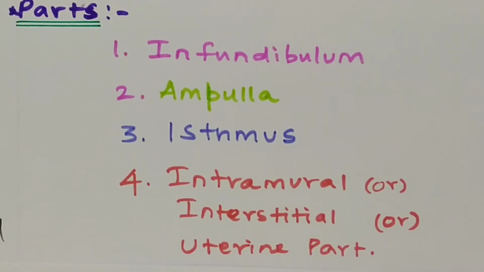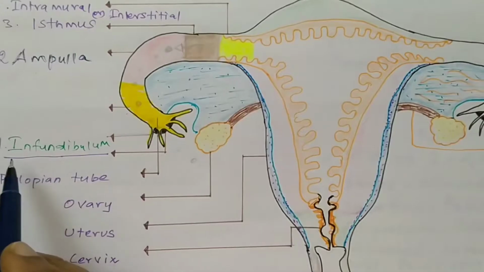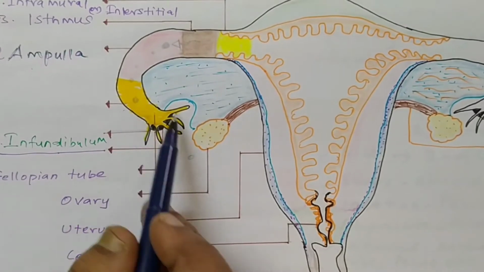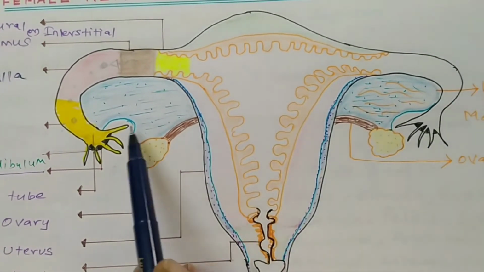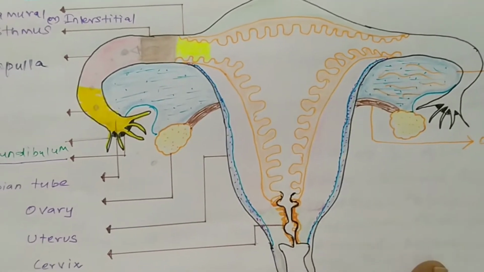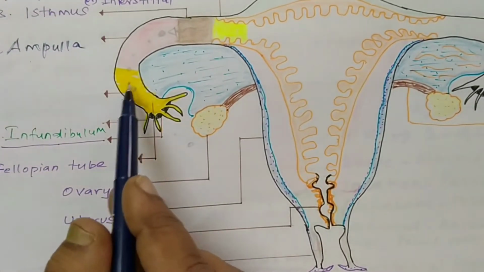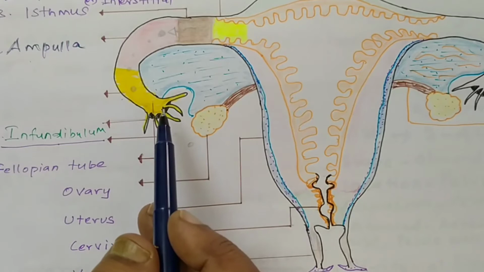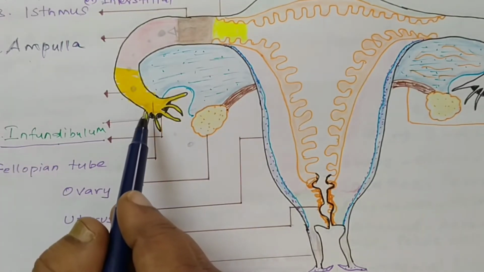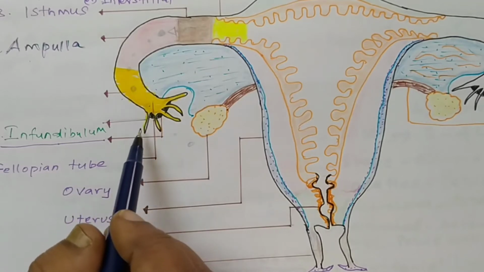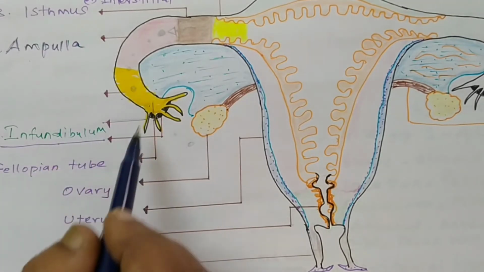Let me discuss one by one. First, let me discuss the infundibulum part. This is the infundibulum part. This is a lateral part. Lateral part means right side or left side, so it is called lateral part. It is otherwise called the terminal part of the fallopian tube, and it is a funnel shaped one. The terminal part of the fallopian tube is called infundibulum.